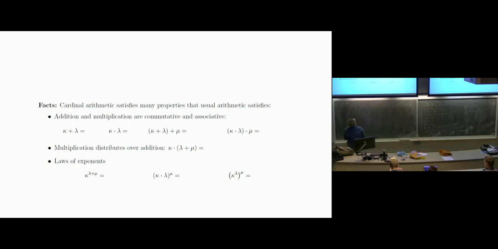Oh, I left these blank. Now I have to write them out. Okay, so kappa plus lambda. Commutative means I can do it the other way: lambda plus kappa. So addition is commutative. Same is true for multiplication. Associativity is that you can rearrange parentheses. That isn't a very good kappa, is it?